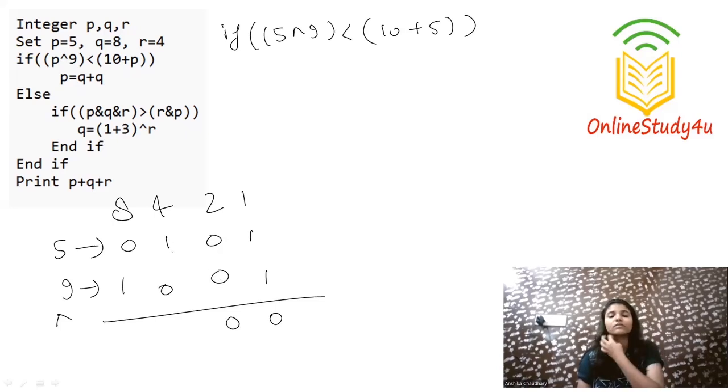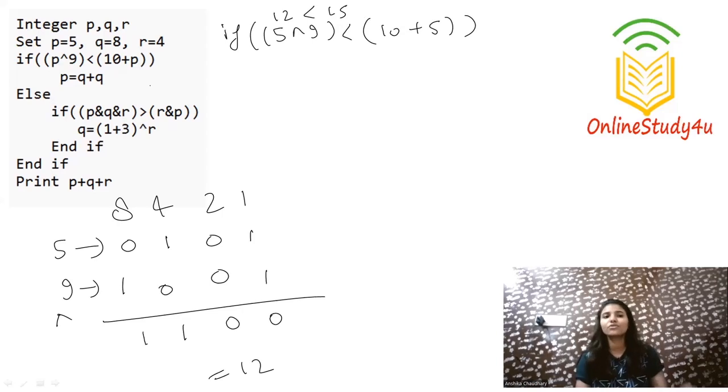This time both values are different, so it will return as 1. Again, this time both the values are different, it will return as 1. So what it will be? 8 plus 4 will be 12. So 5 XOR 9 will be 12. 12 is less than 10 plus 5. 10 plus 5 is 15. So 12 is less than 15.